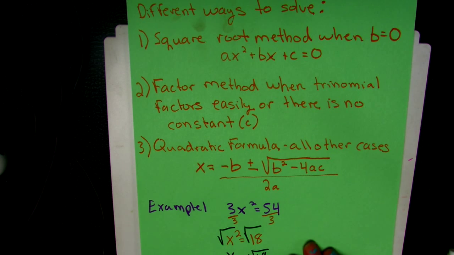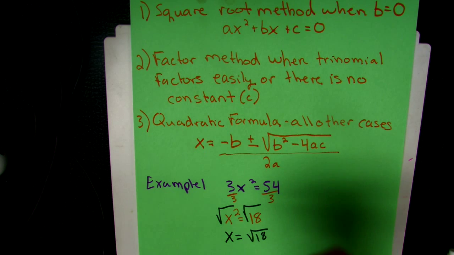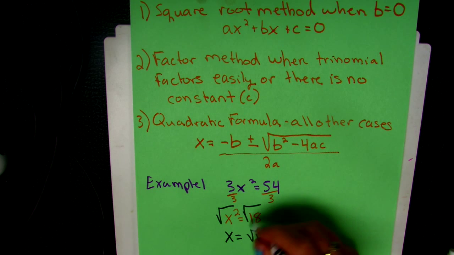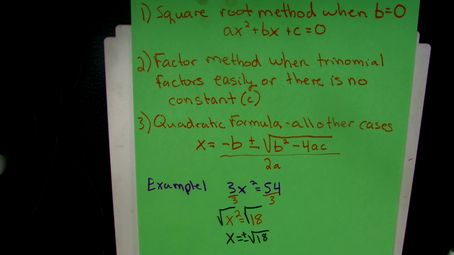Remember, I do not want a decimal here. However, you can simplify this. Oh, one more thing. Remember, when you take the square root of both sides, you get plus and minus. You get two answers because we're dealing with a quadratic. Okay, so plus or minus the square root of 18.